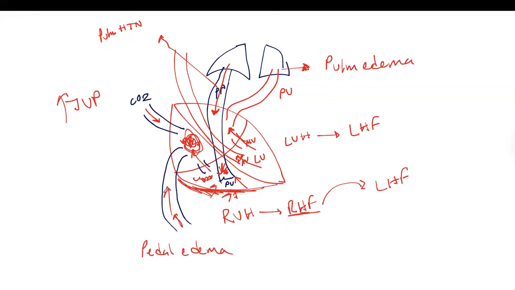In the same way, the liver sends blood by the portal vein. Now, the portal vein is also congested. So because of the portal vein becoming congested, the liver starts to become overloaded as well, causing hepatic congestion. And that gives tender hepatomegaly in a patient with right heart failure.